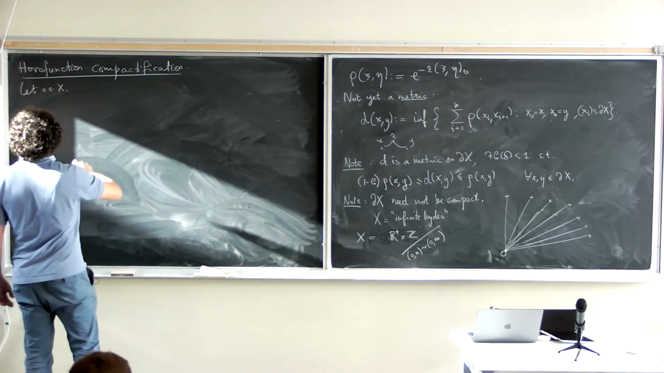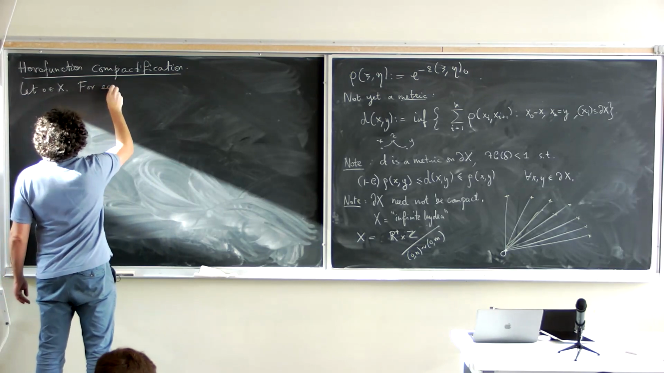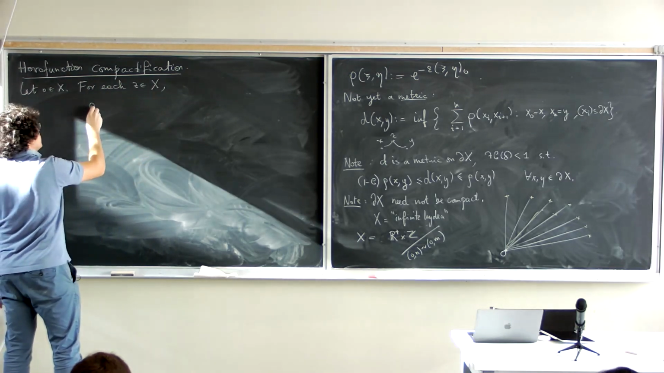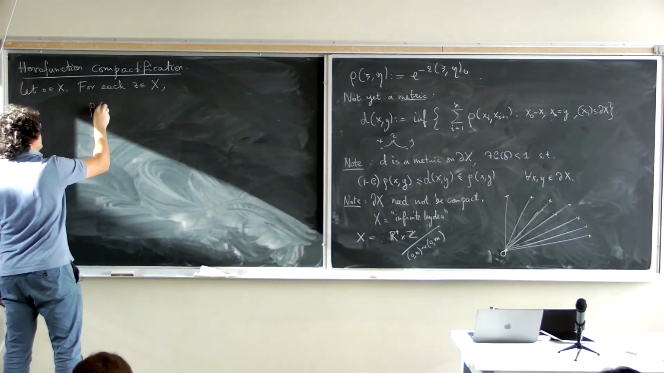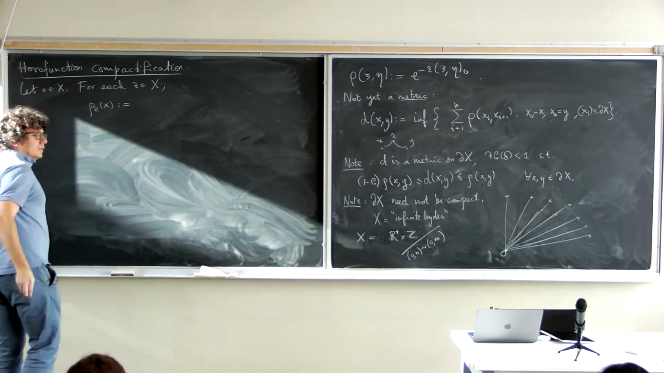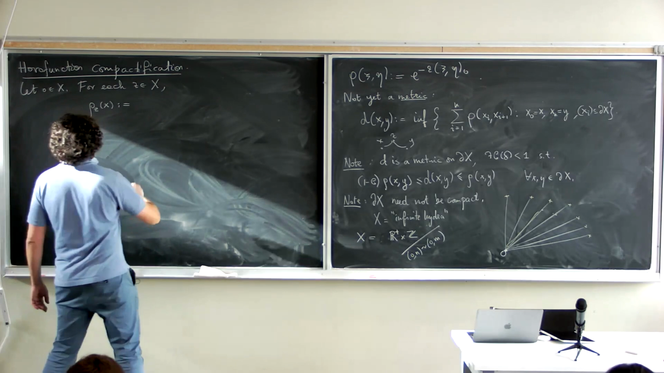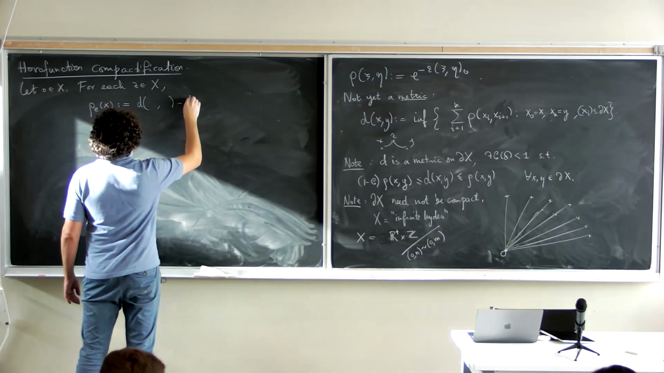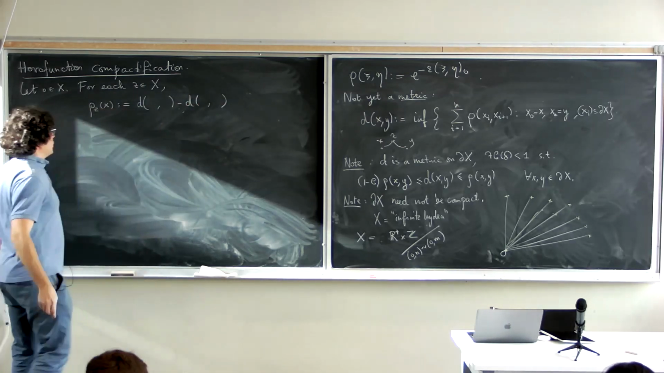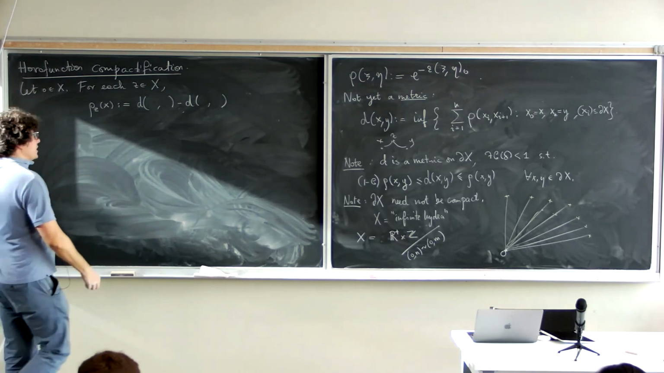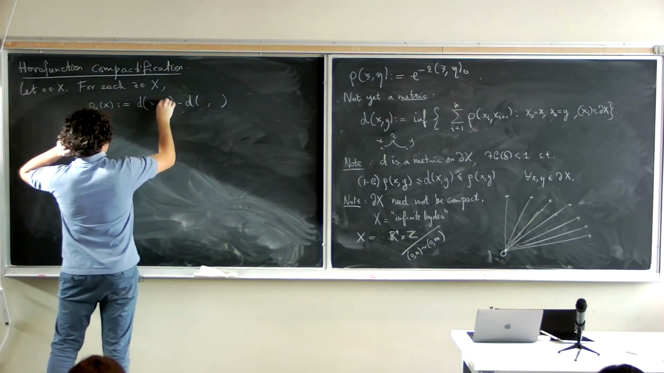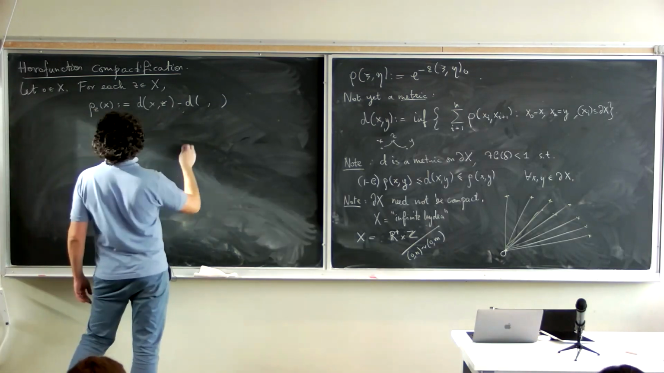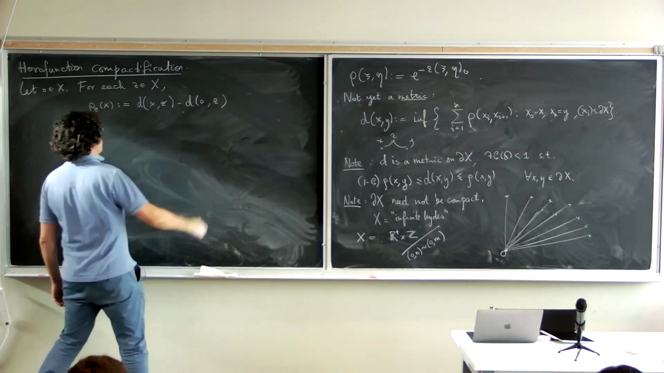And now we can consider the following. For each point Z in the space, we can define the following function, rho Z of X. It's basically the difference between two distances: the distance from X to Z minus the distance from O to Z.